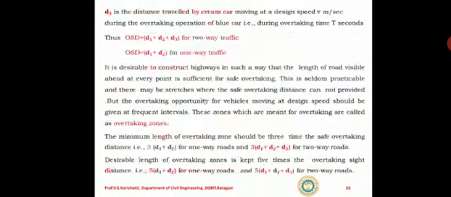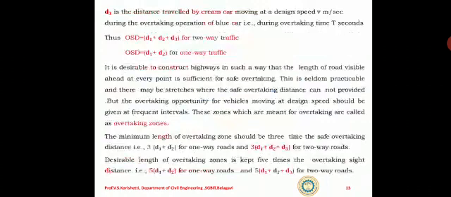The minimum length of an overtaking zone should be 3 times the safe overtaking distance, that is 3 into (D1 plus D2) for one-way traffic roads and 3 into (D1 plus D2 plus D3) for two-way traffic roads. The desirable length of overtaking zones is kept at 5 times the overtaking sight distance, that is 5 into (D1 plus D2) for one-way roads and 5 into (D1 plus D2 plus D3) for two-way roads.